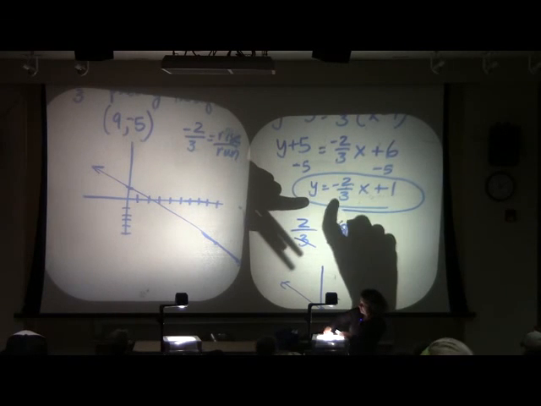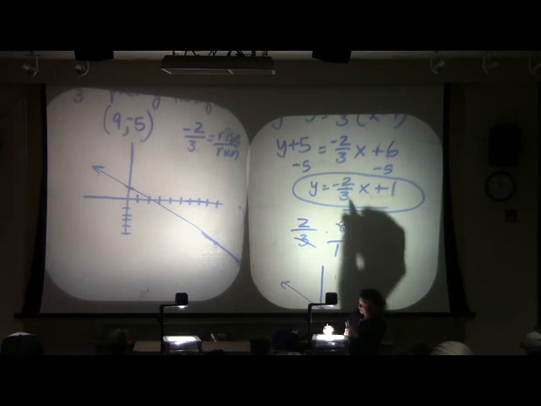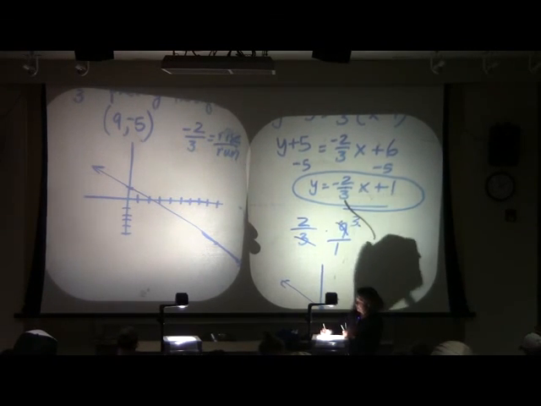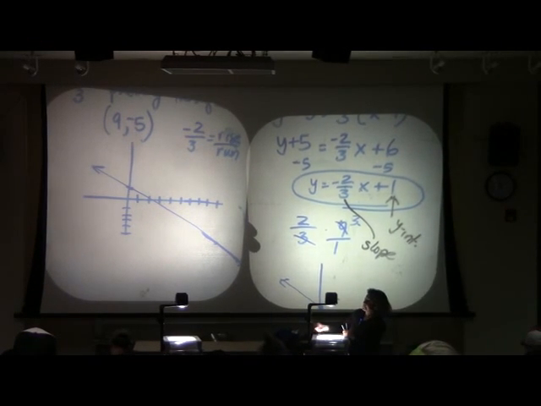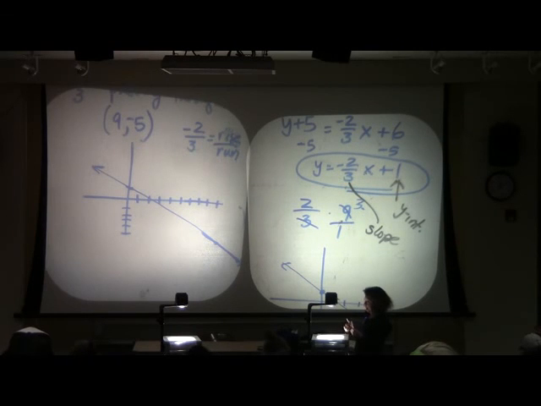Because I remembered that when you're in the form y equals mx plus b, the number in front of x is always your slope. If you don't remember it, don't worry. And b is always your y-intercept.